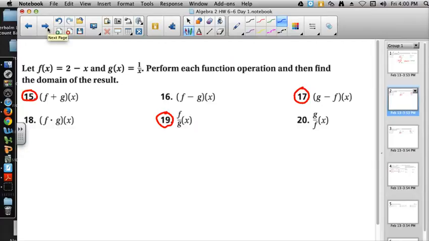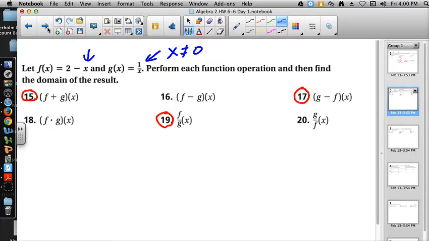So 15 is f plus g of x, and it says let f of x equal 2 minus x and g of x equal 1 over x. We're performing the operation, finding the domain of the result. And for f of x, no restrictions, all real numbers, but g of x, x cannot equal 0. So no matter what, when we get done, even if it doesn't appear to be a problem, we have to say x cannot equal 0, because in the original problem it could not.